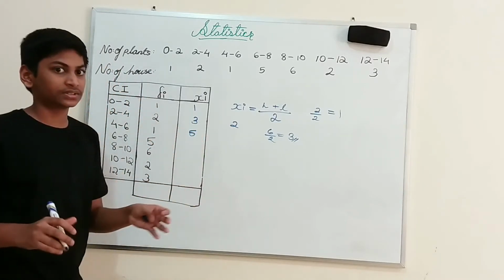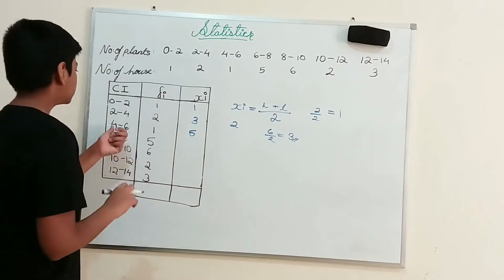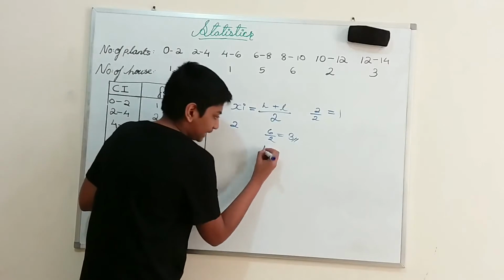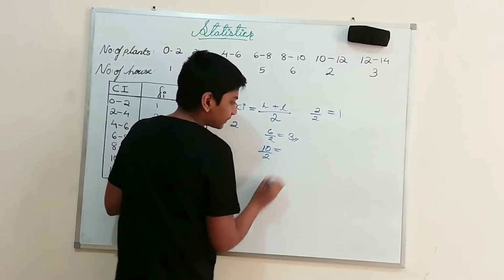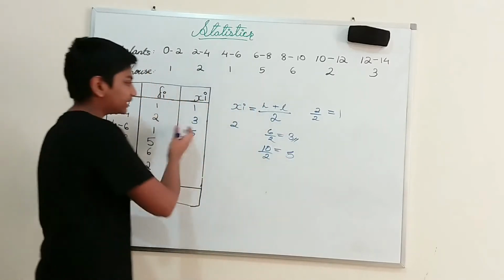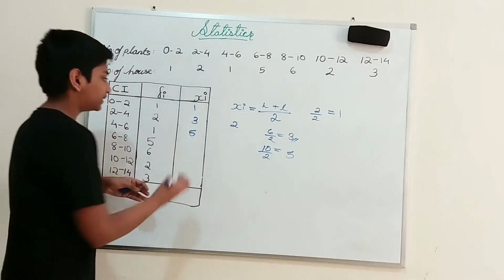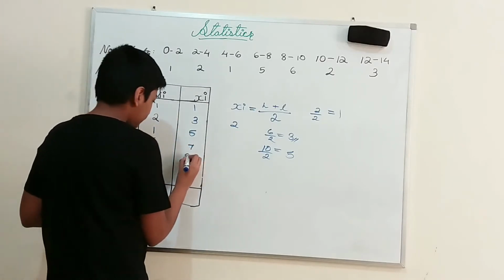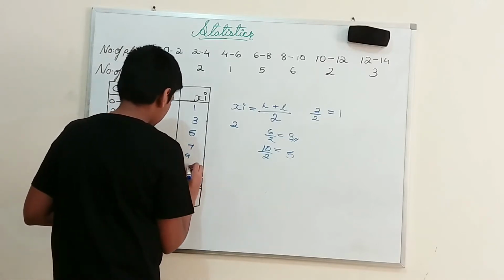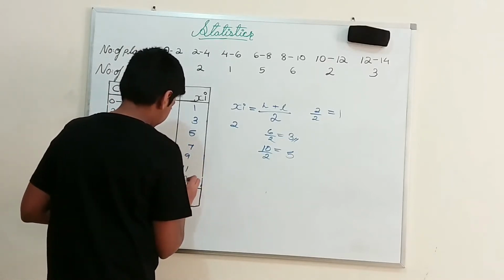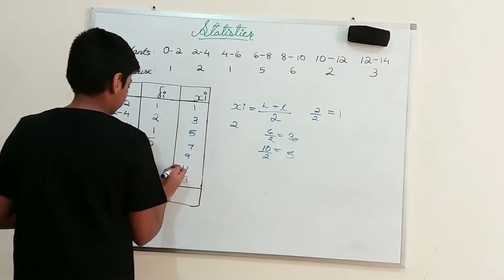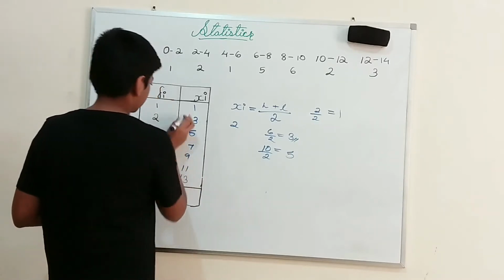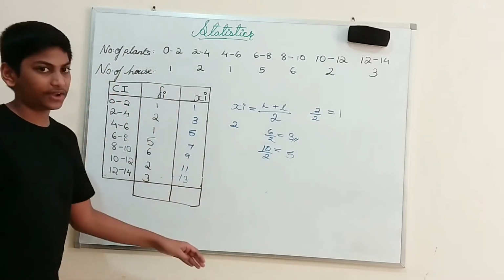Let's check it first, we need to assure it also. 4 plus 6 gives me 10, and 10 by 2 is 5. So it is correct, and we'll just follow it. After 5, then 7 will come, then 9, then 11, then 13. So we have got the Xi also.